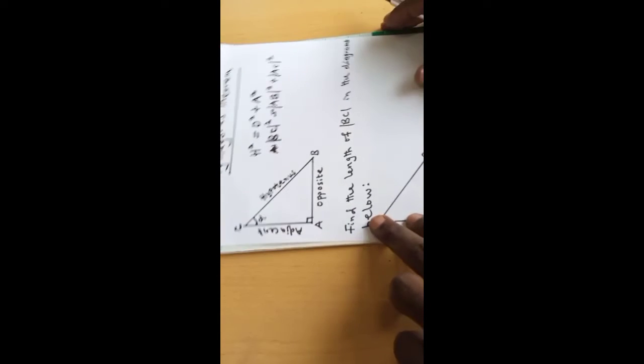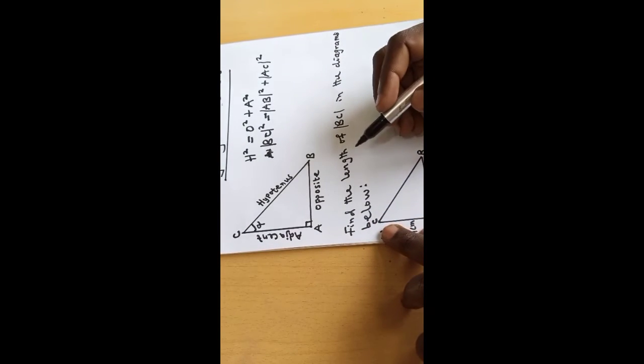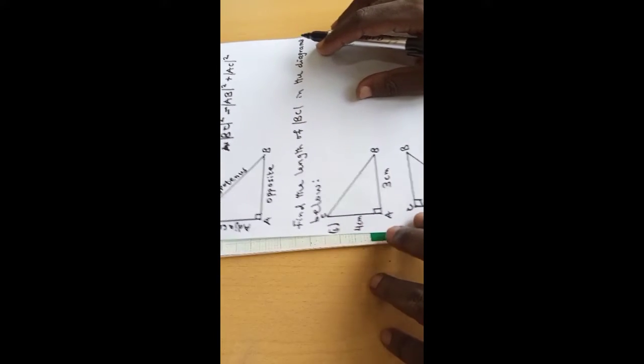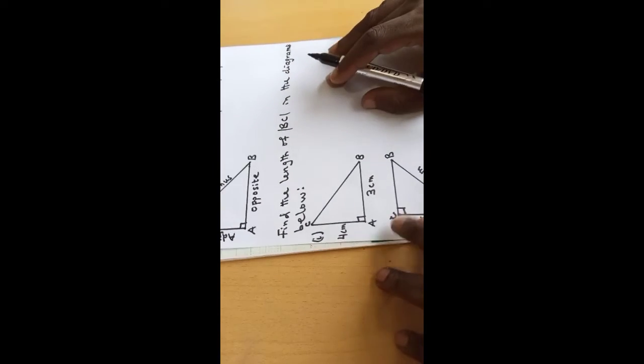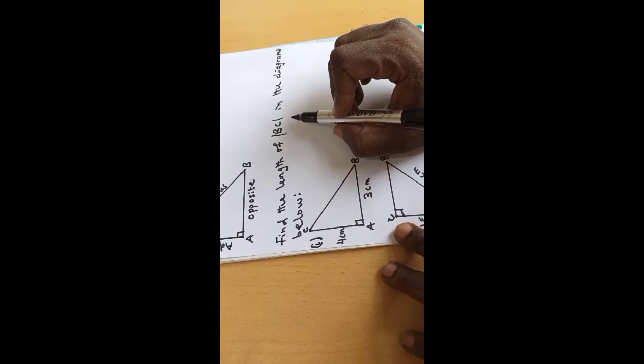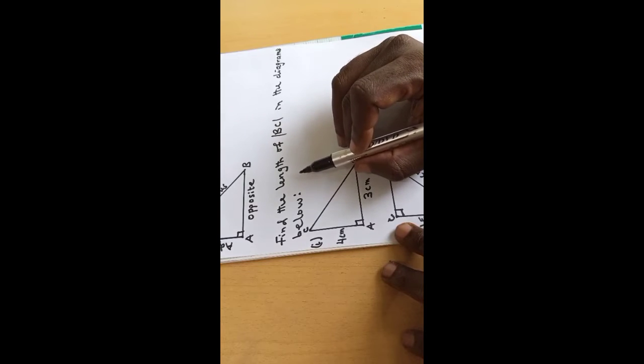So with this having been established, let's quickly look at these two questions over here. Let's try to solve these two questions that we have. Find the length of BC in the diagrams below.